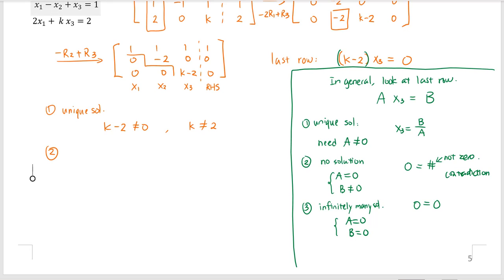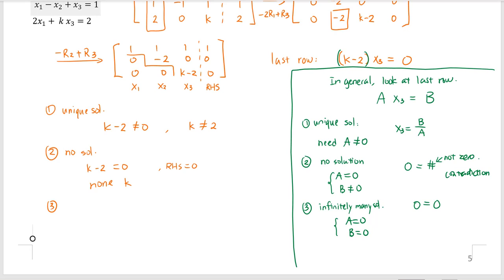Okay, when do we get no solution? Well, for no solution, we need the left hand side k minus 2 to be 0, and then the right hand side, do you see that the right hand side is 0? We want it to be some number which is not 0, but this is 0, so none. No k can give us no solution.